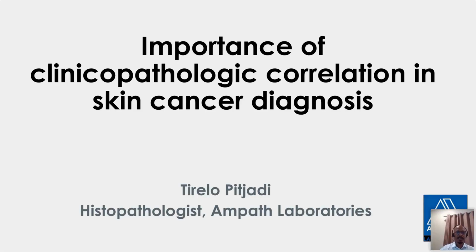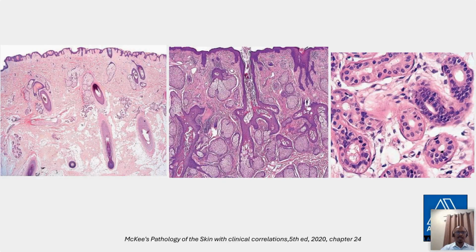As Esther has already highlighted, the topic of today is the importance of clinico-pathologic correlation in skin cancer diagnosis. The skin is quite a large, complex organ, which has a lot of microstructures. I think a lot of us, when we think of the skin, tend to just think of the epidermis and dermis only, but within the epidermis, there are other cellular constituents such as basal cells, melanocytes, and Merkel cells.